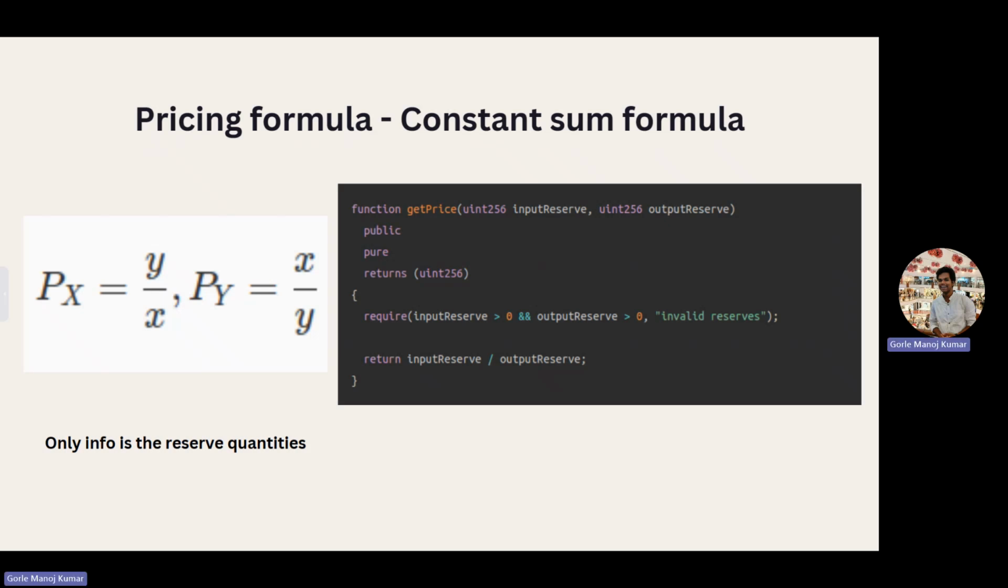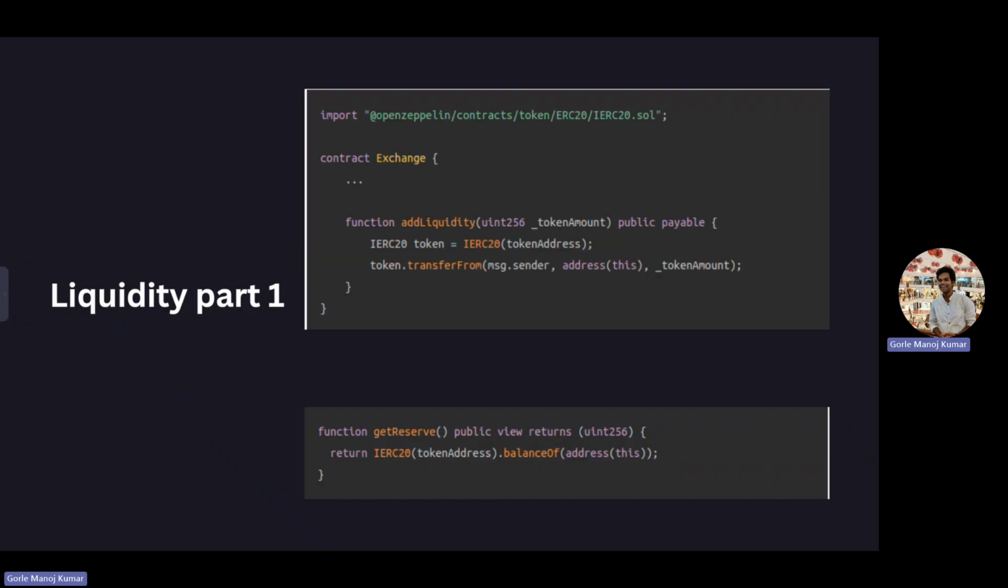This will tell you the quantity of Ethereum in the exchange. Okay, so I'll just go back to the slide so that you can relate. Here we are creating the interface and trying to find out the balance of the token in this particular contract.